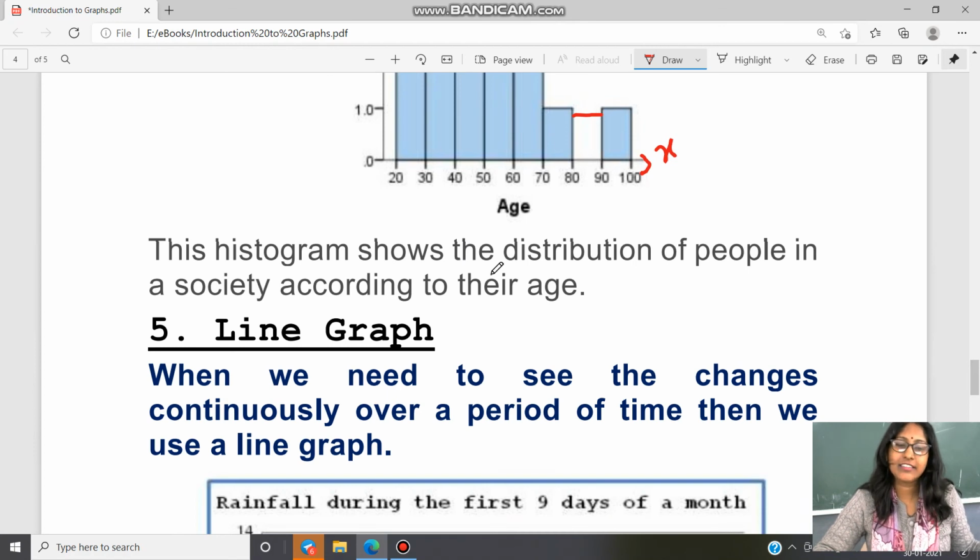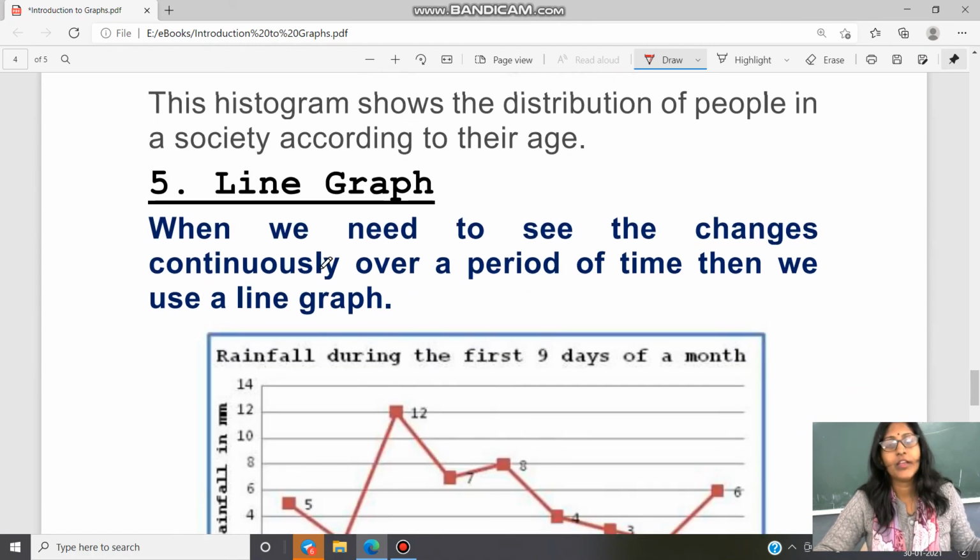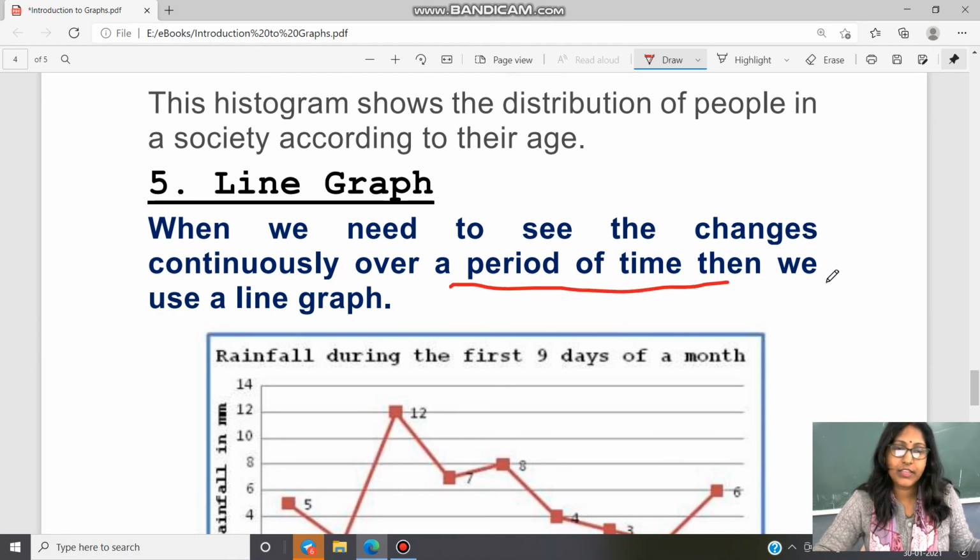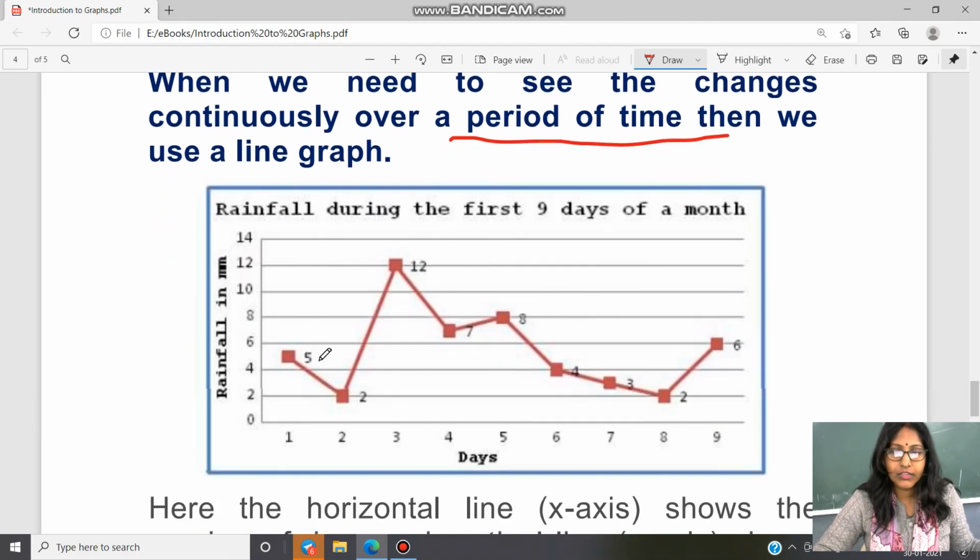And the next, last one, is the line graph. When we need to see some changes continuously over a period of time, then we use a line graph. So when we have to represent any graph with respect to time, or continuous change with time, then we use a line graph. For example, here I will plot a line graph in which we represent days and their rainfall in millimeters.